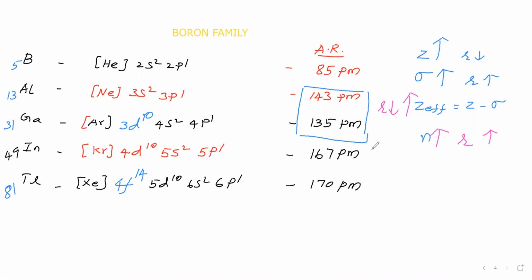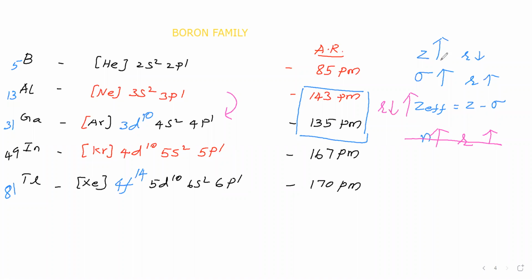Now, down the group, what happens to the number of shells? See, increases, therefore radius increases. That's what we have seen here. But aluminum to gallium, we cannot consider this number of shells. Number of shells is not the dominant factor. Aluminum to gallium, number of shells increases, but that is not the dominant factor to say radius. So number of shells we will leave it.